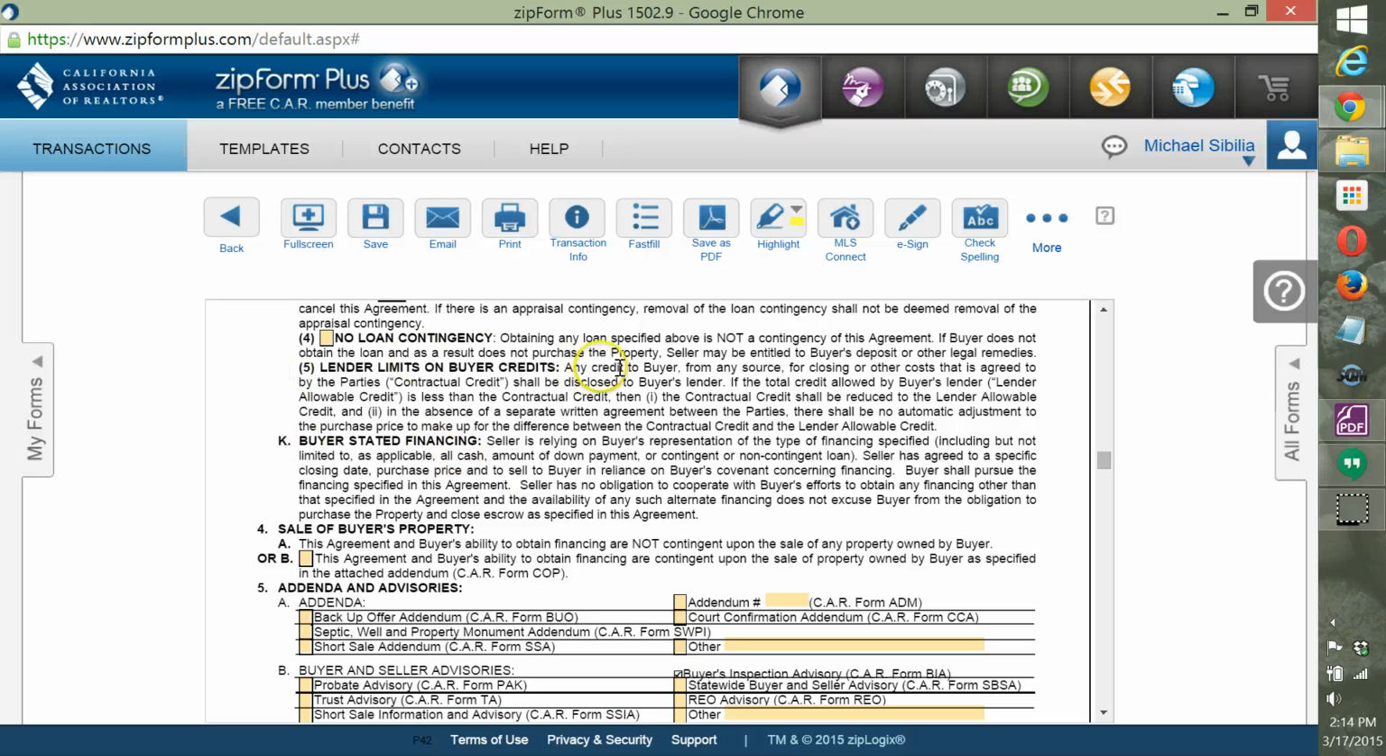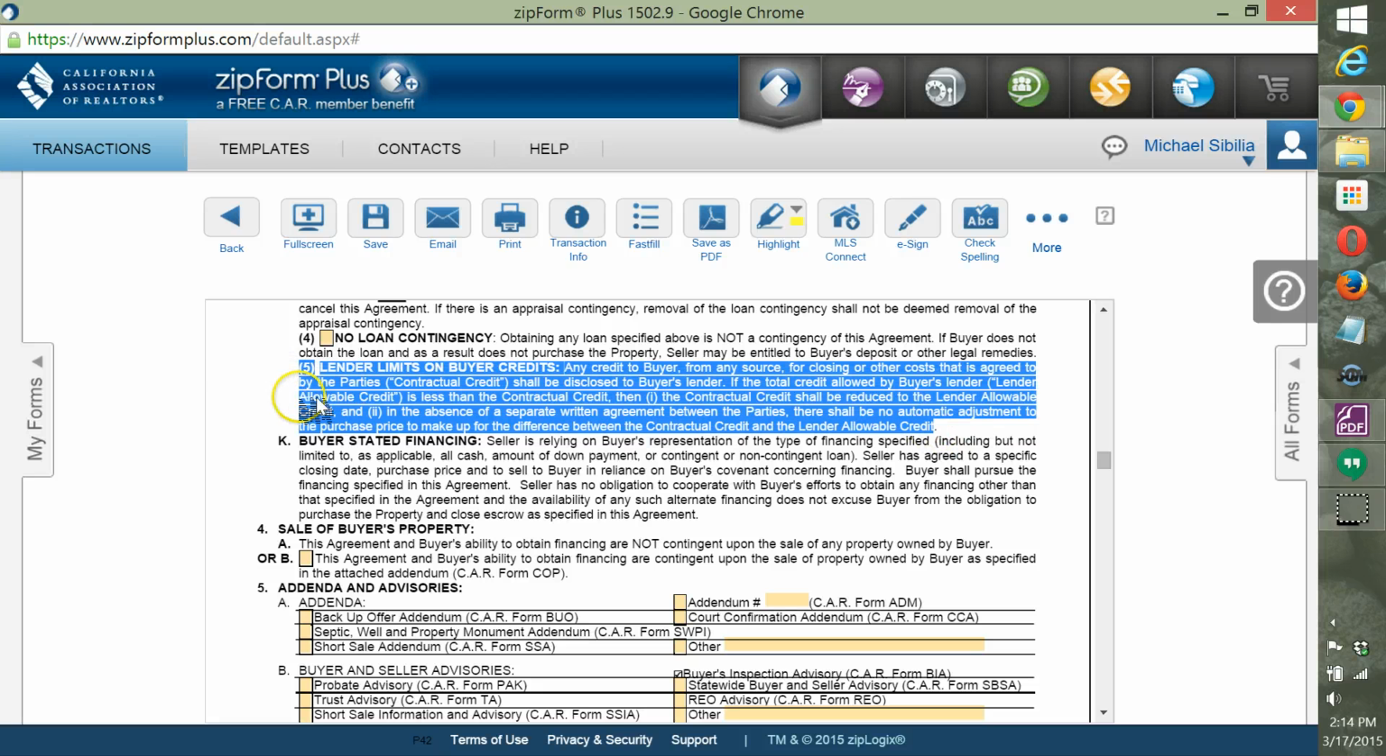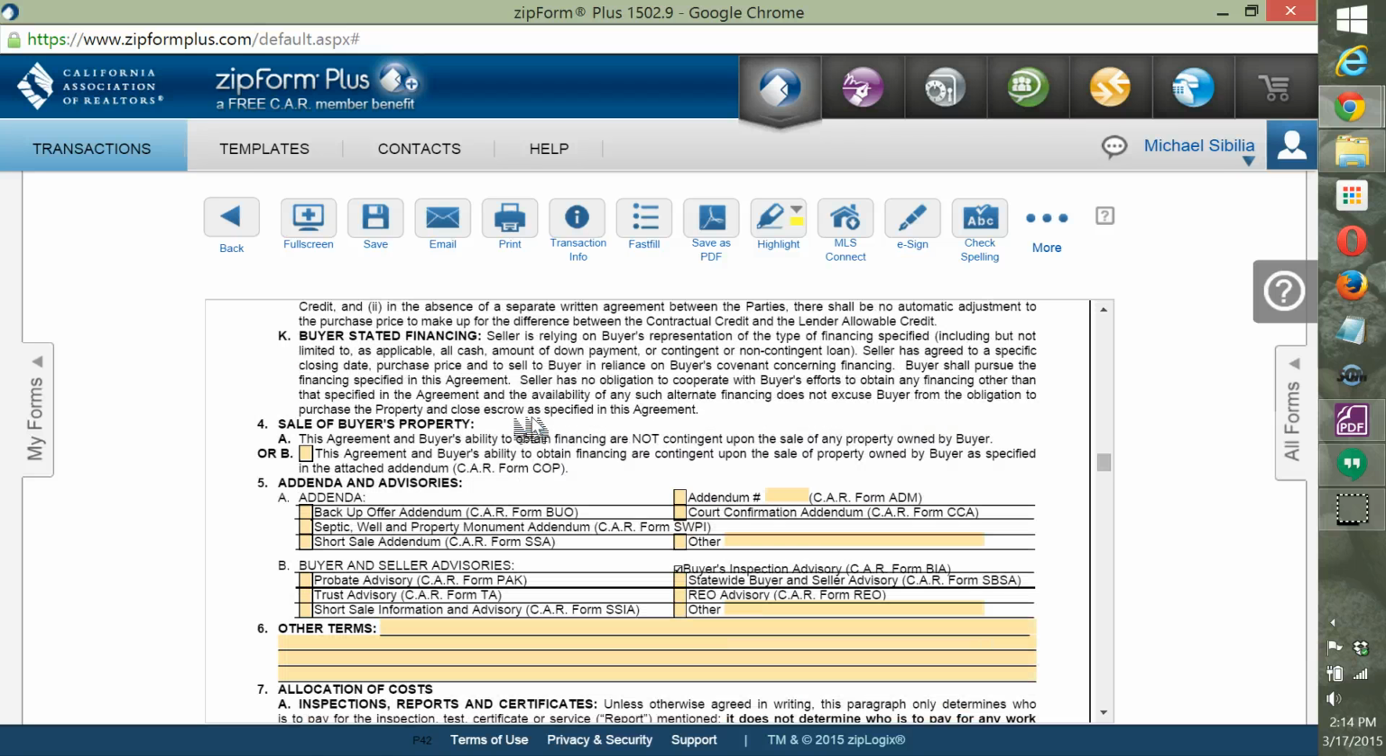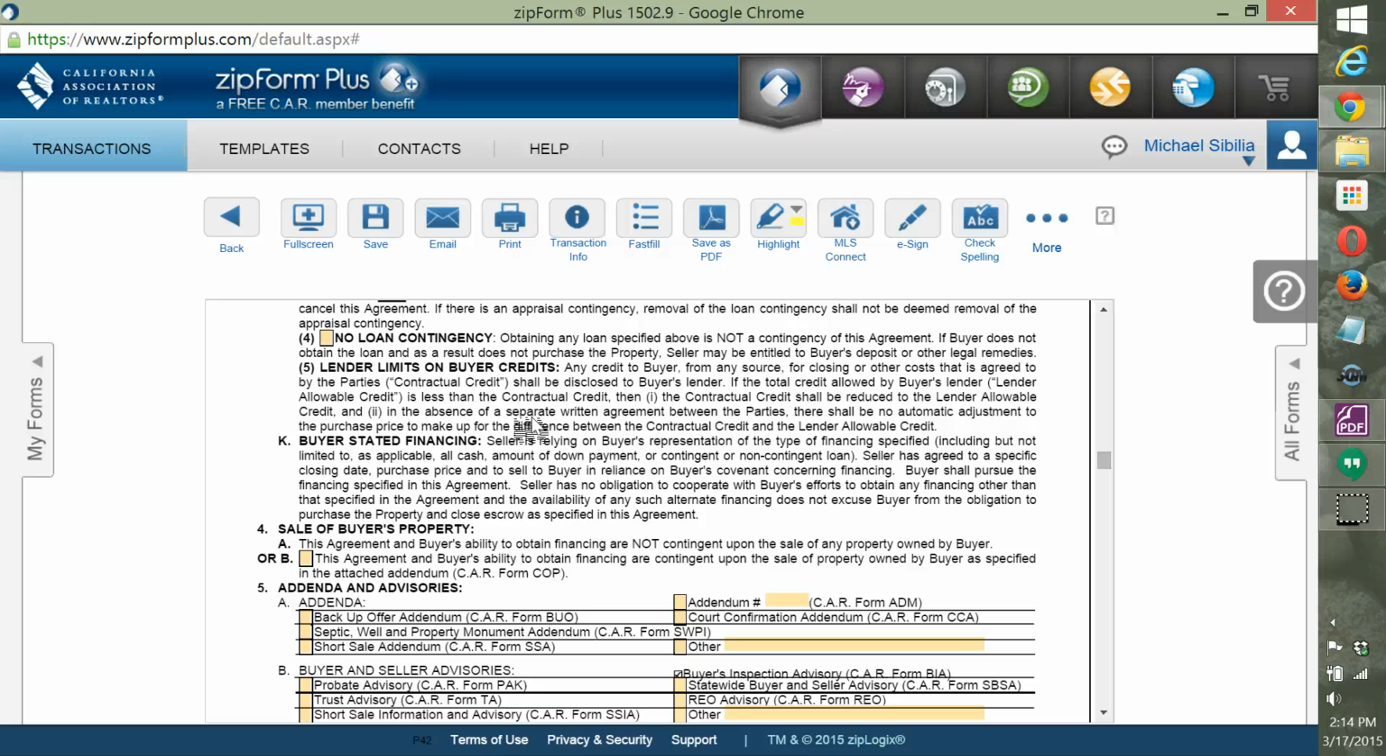So, lender limits on buyers' credits. This is something you would need to discuss with the loan agent. Are there limits on the allowable credit that the seller might give? We're not getting a lot of credits from the seller, but buyer stated financing basically says that the buyer is required to try to get the loan that they mentioned in this contract. But by implication it says they could get another loan, as long as they close on time and it doesn't require the seller to do anything. That's sort of what that paragraph says.